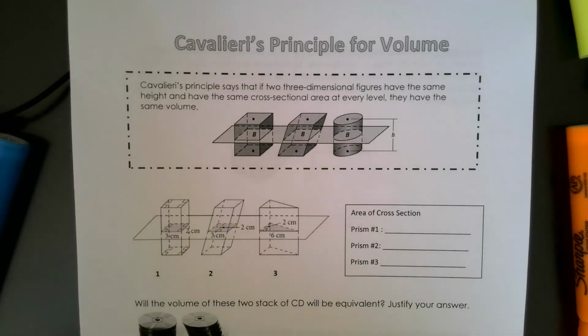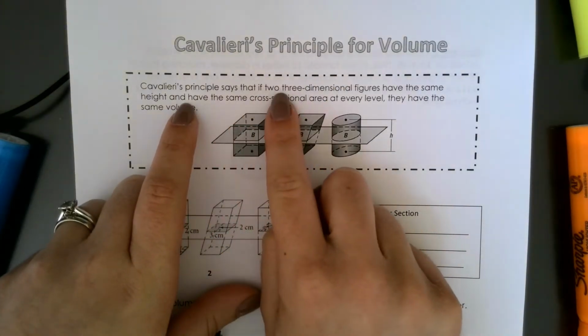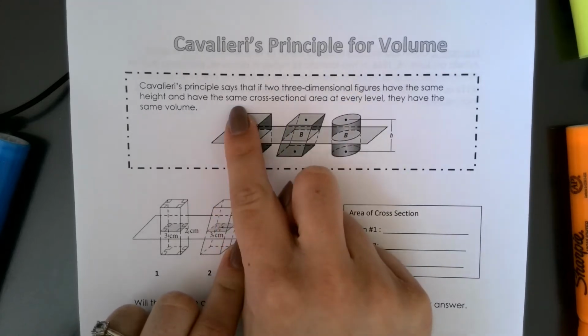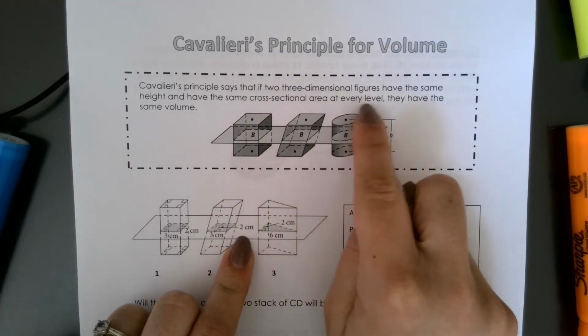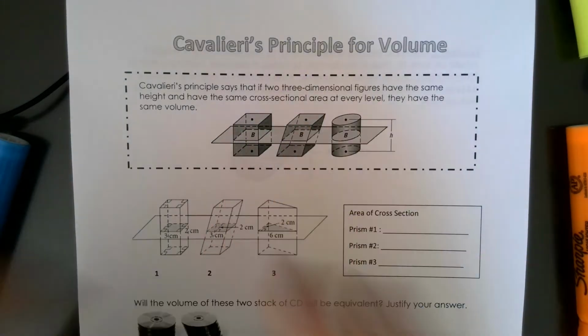In this video, I want to talk to you about Cavalieri's principle for volume. Cavalieri's principle says that if two three-dimensional figures have the same height and have the same cross-sectional area at every level, they have the same volume. It doesn't mean only two, they can also have three, so it's okay with that.